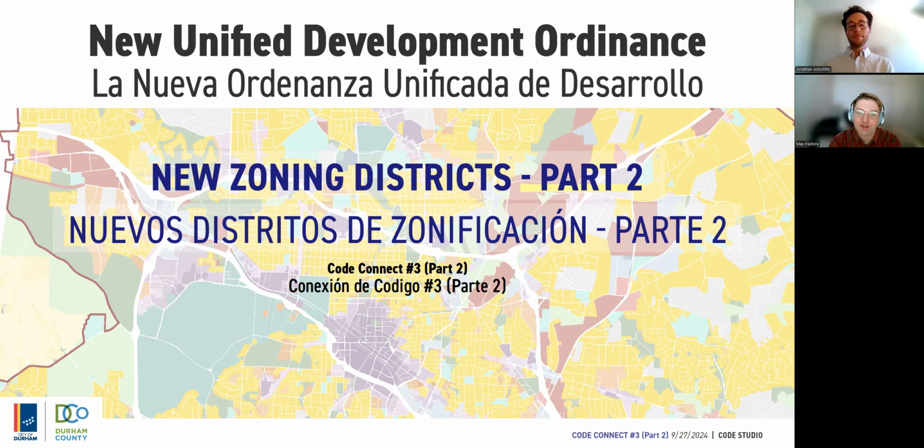This is a continuation of the Code Connect that was hosted in October, and we'll continue to explain the rest of the zoning districts that have been drafted to date.